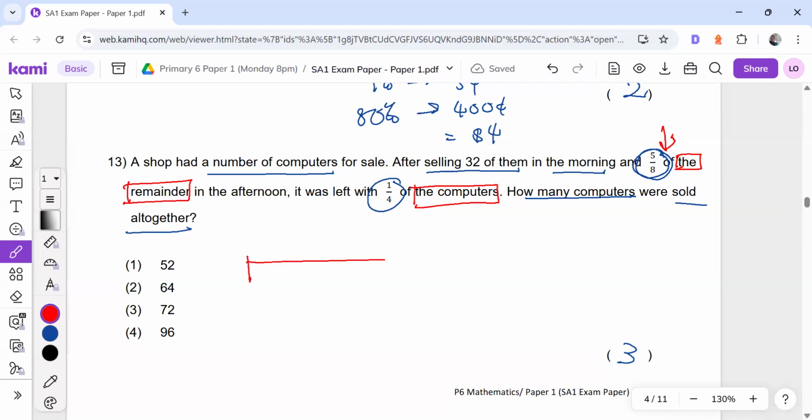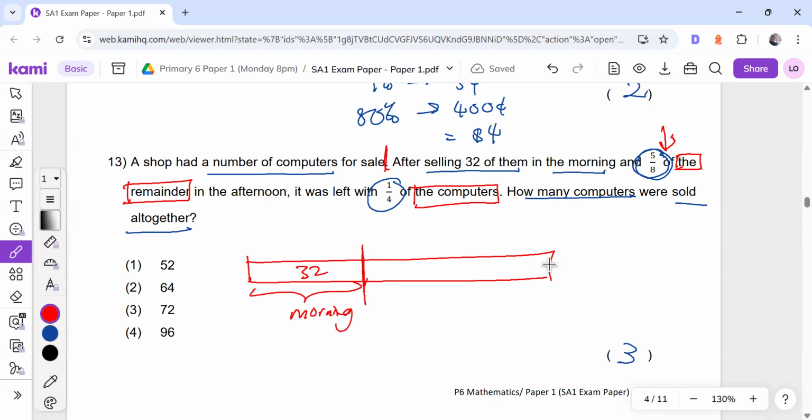So you're supposed to draw a model, which is easy to solve. If you draw the model, you can solve it. First sentence, if you don't know how to draw, you go to the next sentence. After selling 32 of them in the morning, where is the remainder? This is the remainder. And what do you do with the remainder? Cut it into 8 boxes: 1, 2, 3, 4, 5, 6, 7, 8. And you label 5 boxes for the afternoon. This is how you draw a model.